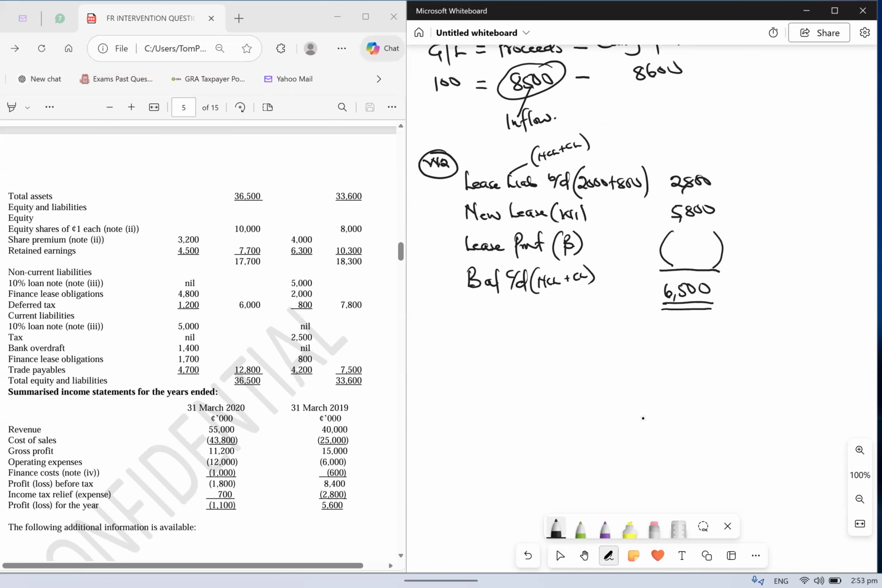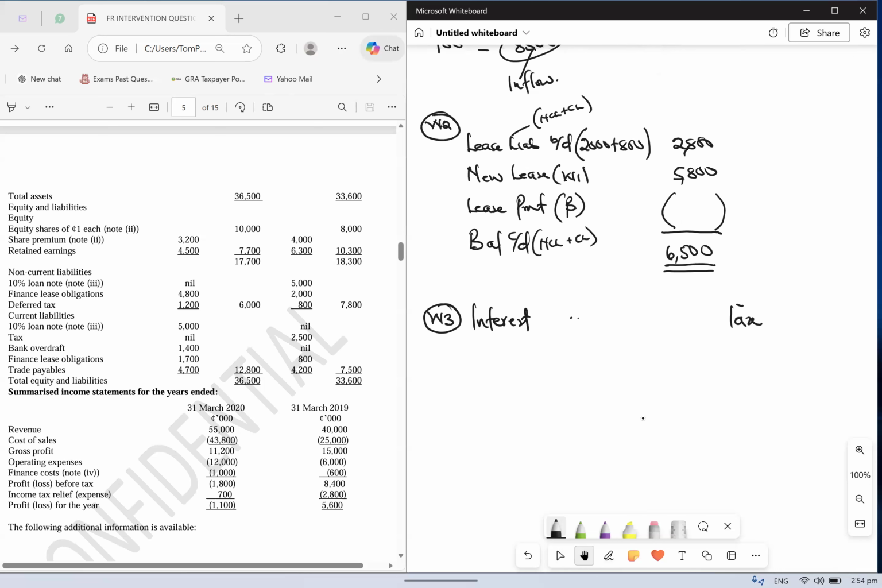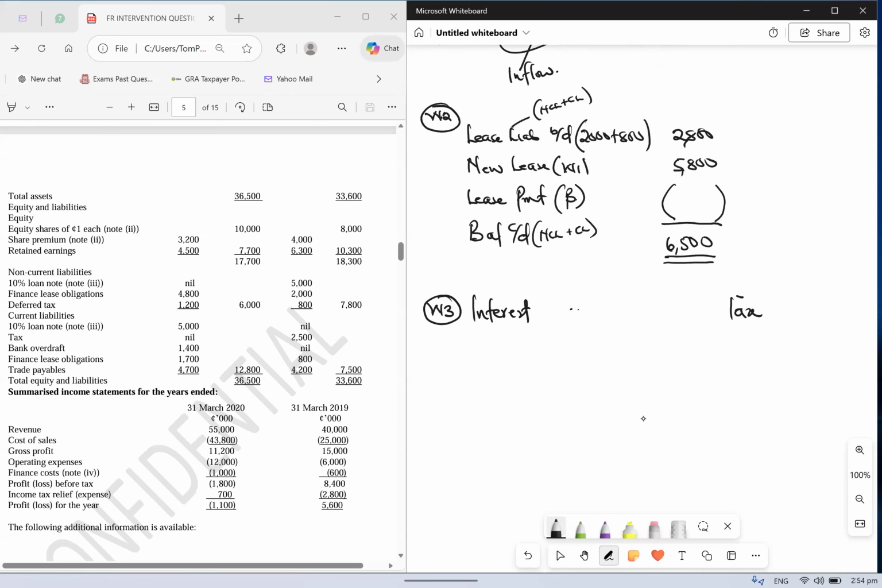All right. If the addition was not a lease, we wouldn't be doing the lease working. Straight, we would have said that the purchase was via cash. And so therefore, we would have left it there. Workings 3 is about interest and tax. So get me the answer. Interest and tax. 2,100.